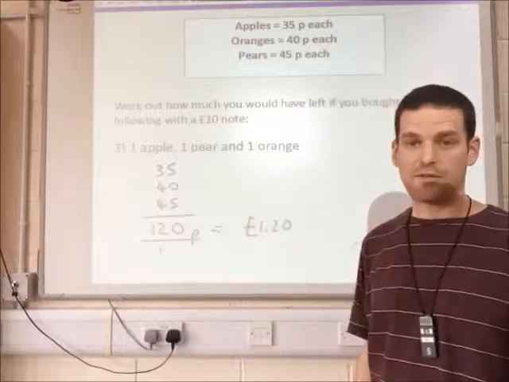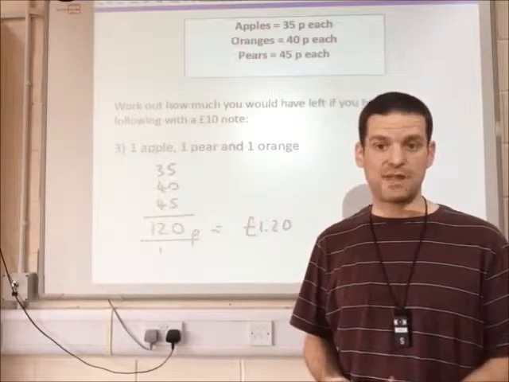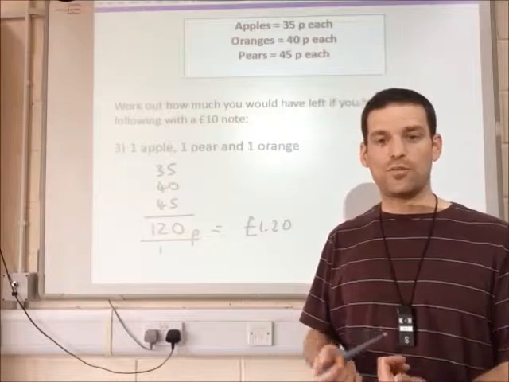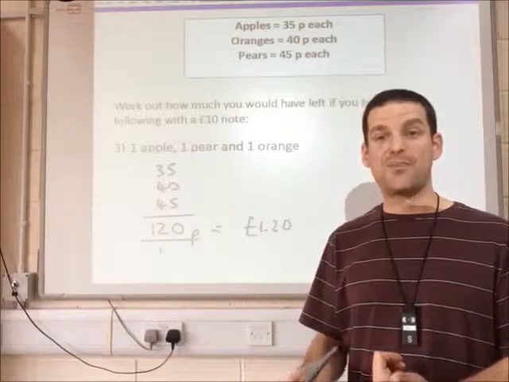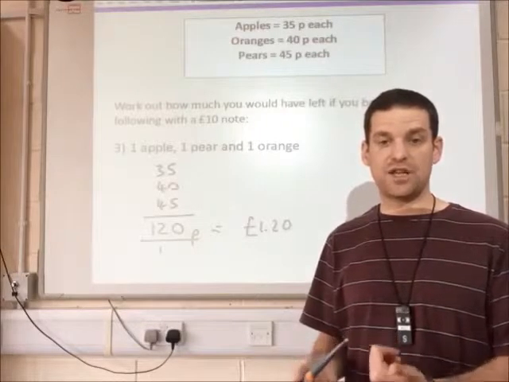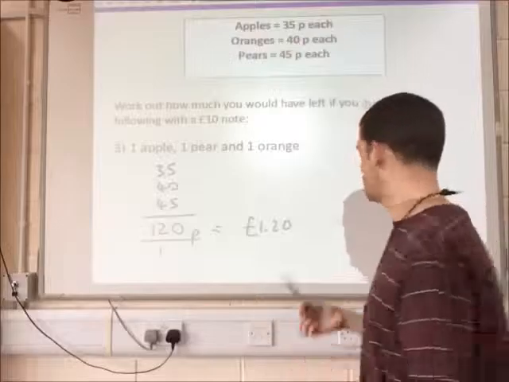We now need to work out the change from £10. So using the same method we did before, that would be 80 pence to make it up to £2, plus £8 then to make it up to 10. So the change I'm going to get will be £8.80.